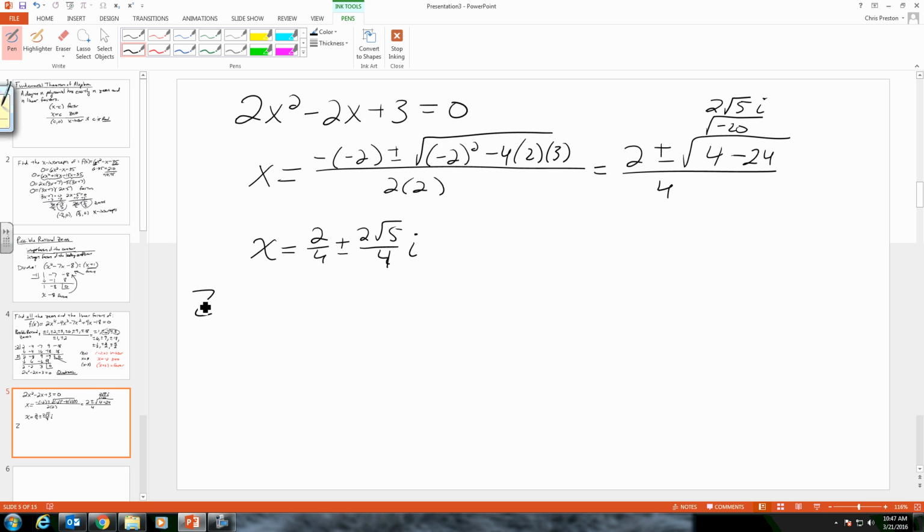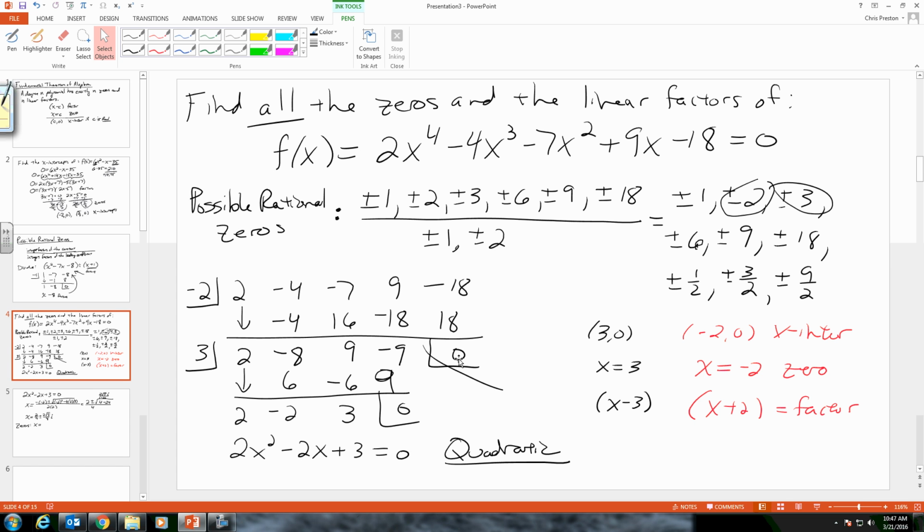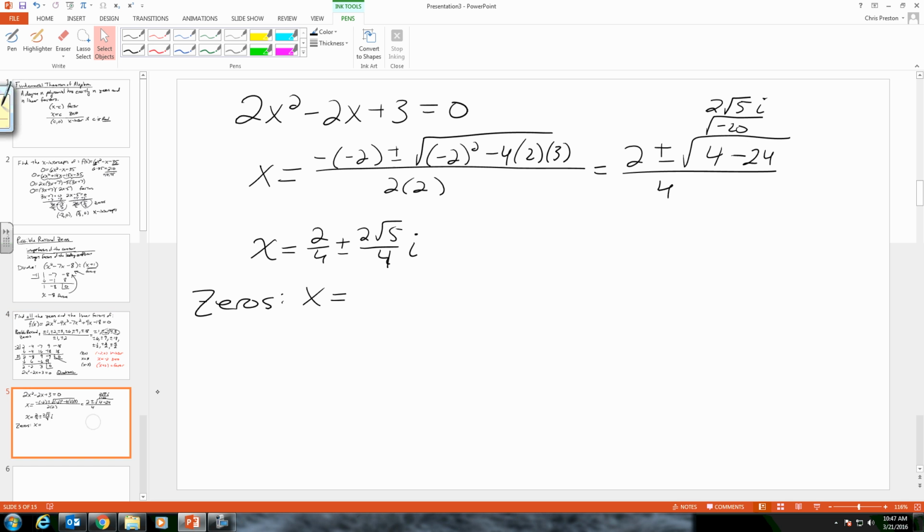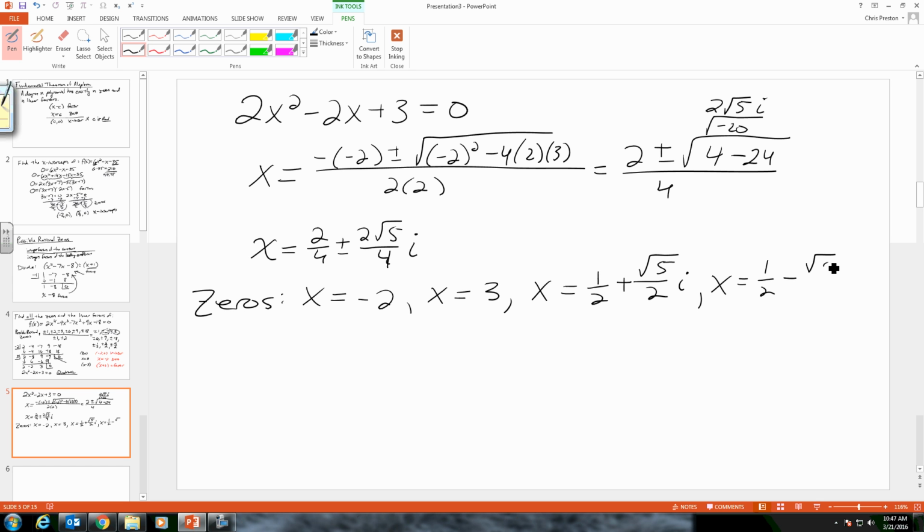So now I'm ready to write these down. Let's say my zeros are x equals, and then we go back here and say, oh, negative 2 is a 0, and the remainder of 0 means that's a 0, which means x plus 2 is a factor. So x minus 3 is a factor too, x equals 3, we got a remainder of 0. So we got x equals negative 2 is a 0, x equals 3 is a 0, x equals, and I'm going to reduce this, it's going to come out to be a half plus, here the 2 and the 4 are going to reduce, so root 5 over 2 i, and then x equals 1/2 minus root 5 over 2 i.